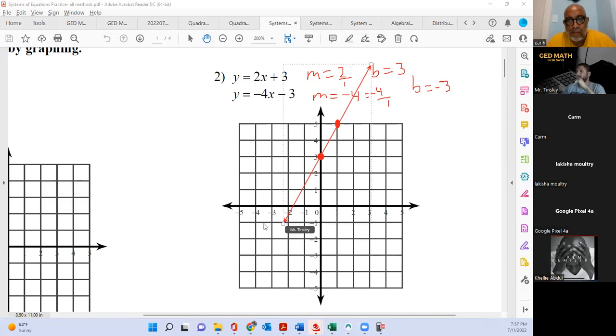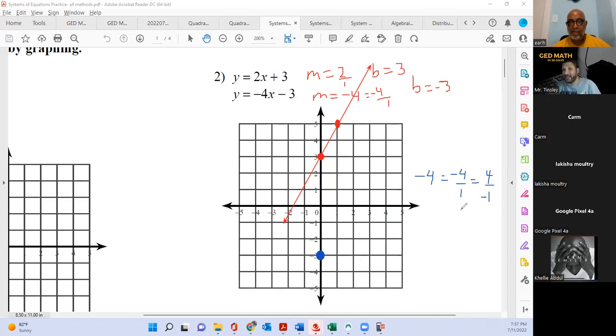Let me change my color to blue. My y-intercept is -3, so my first point when I do my line is -3. Now, -4 and 1. I cannot go down 4. If my slope is -4/1, I'm off the graph. So -4 could be -4/1, or it could be 4/-1. Does everybody understand that? Yes.